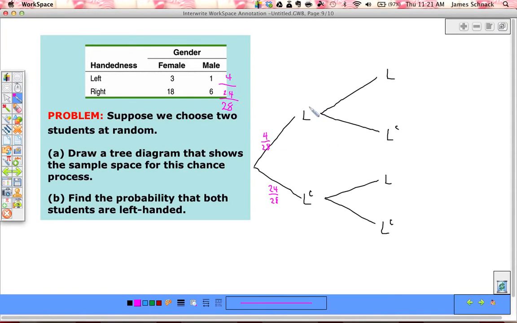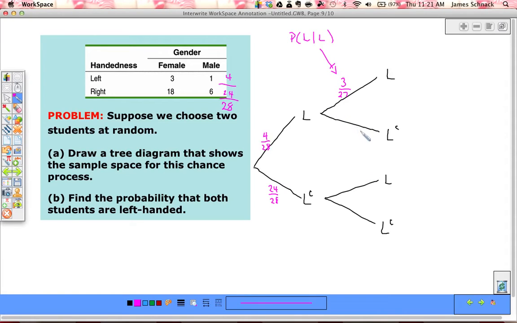Now, when we pick 2 students, we're not going to pick the same student twice. So these 2 events, picking the first student and picking the second student, are not independent. They're conditional. So picking this student, we already know that a lefty got picked. How does the probability change? Well, now there's only 27 students in the class that we have to choose from, and only 3 of them are left-handed. This would be the probability of picking a lefty given that we know a lefty was chosen.